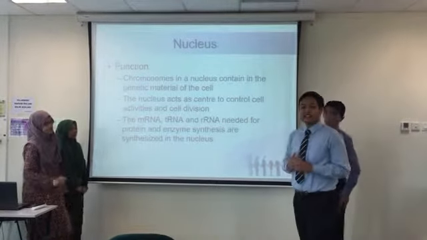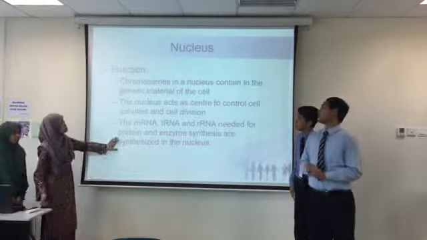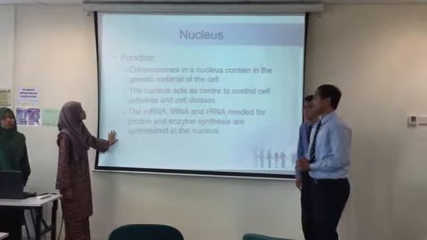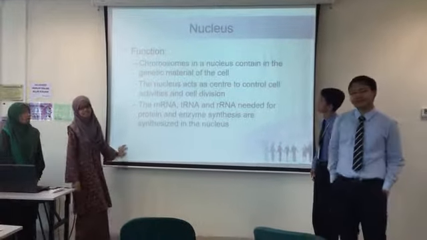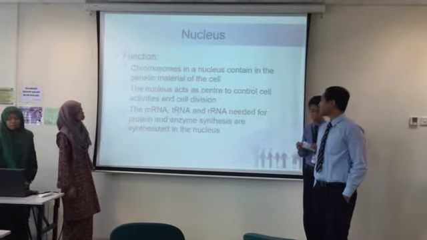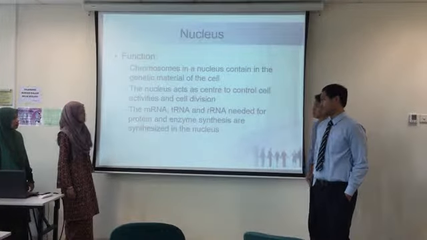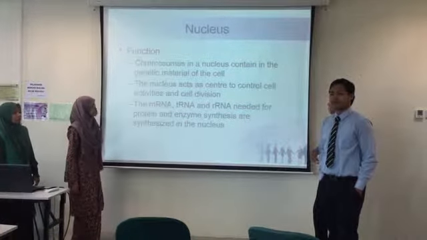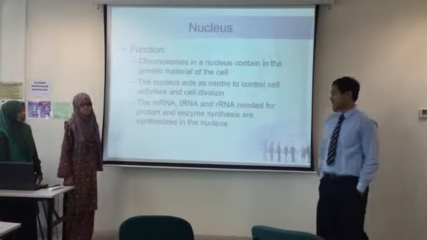The first one is the nucleus. Today, first we will talk about the function of the nucleus. The first function is that chromosomes in the nucleus contain the genetic material of the cell. Next, the nucleus acts as a center to control cell activities and cell division. Lastly, the mRNA, tRNA, and rRNA needed for protein and enzyme synthesis are synthesized in the nucleus.